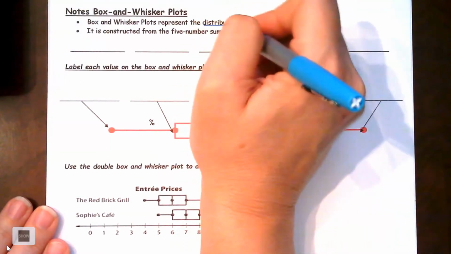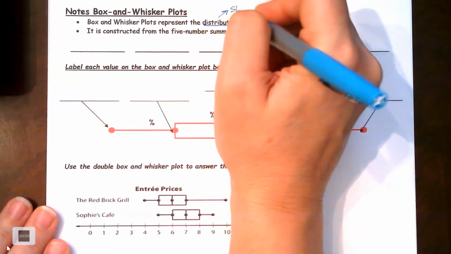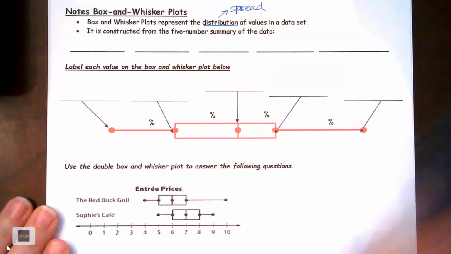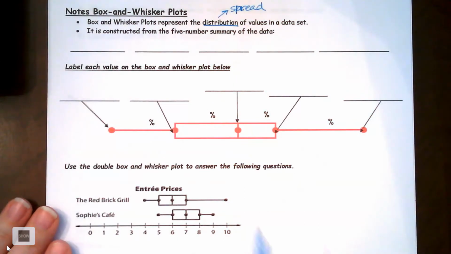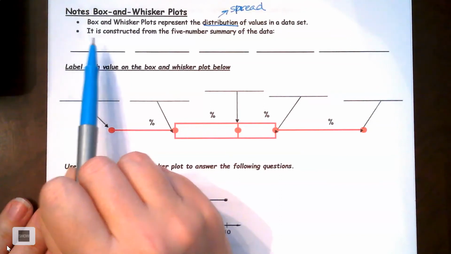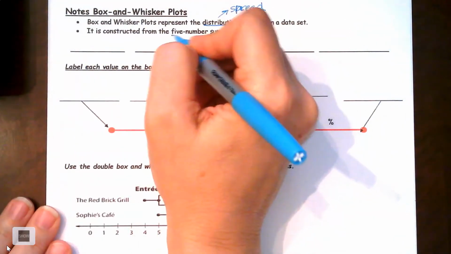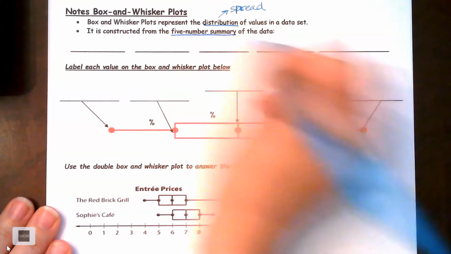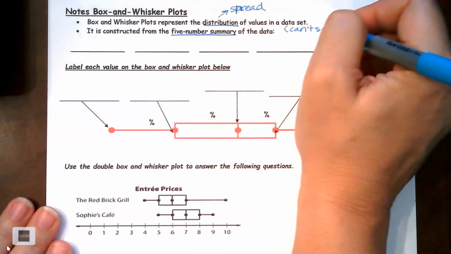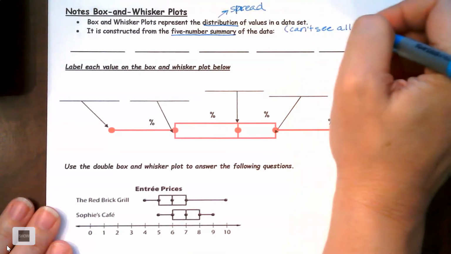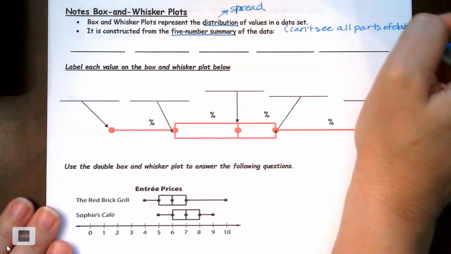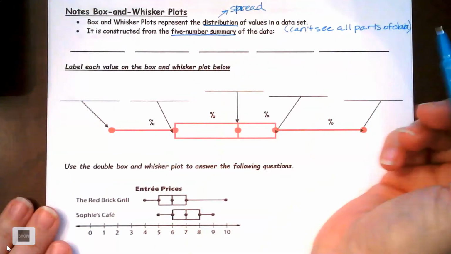So we're talking about the spread of the values and the variability. All box and whisker plots are constructed from a 5-number summary. Okay, so that lets us know we can't see all of the parts of data. We're only seeing the 5-number summary.